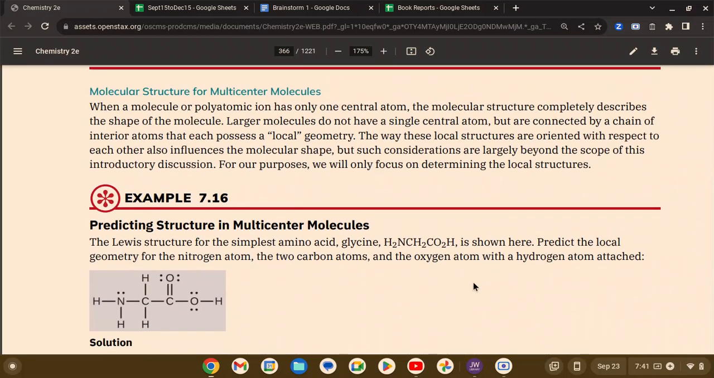Molecular structure for multicenter molecules. When a molecular polyatomic ion has only one central atom, the molecular structure completely describes the shape of the molecule. Larger molecules do not have a single central atom, but are connected by a chain of interior atoms that each possess a local geometry. The way these local structures are oriented with respect to each other also influences the molecular shape, but such considerations are largely beyond the scope of this introductory discussion. For our purposes, we will only focus on determining the local structures.